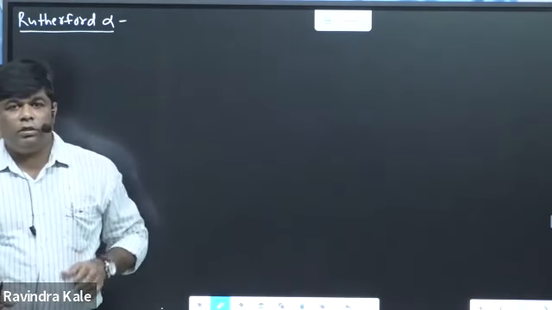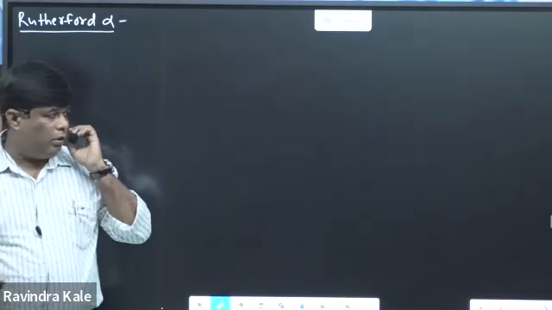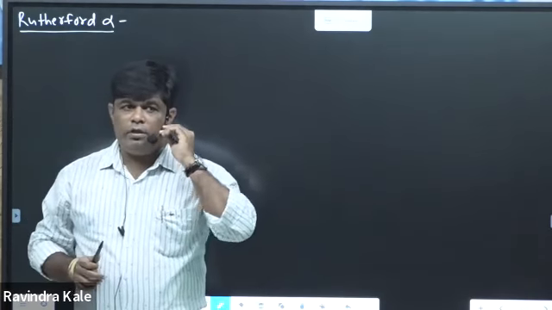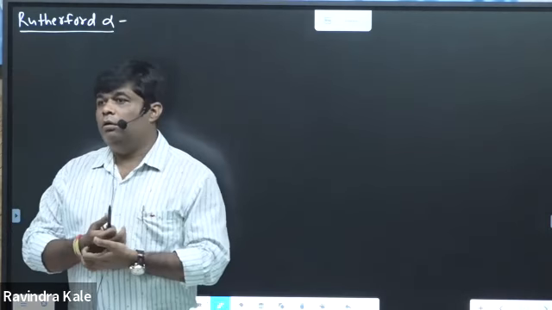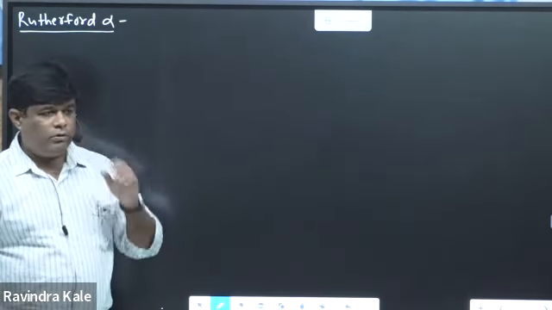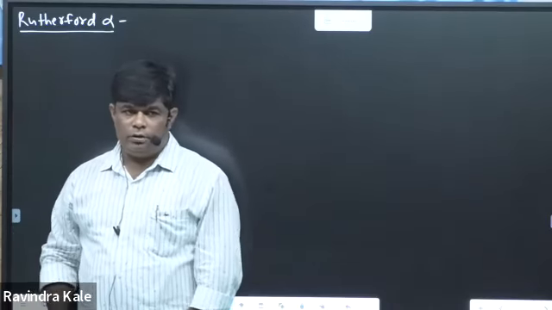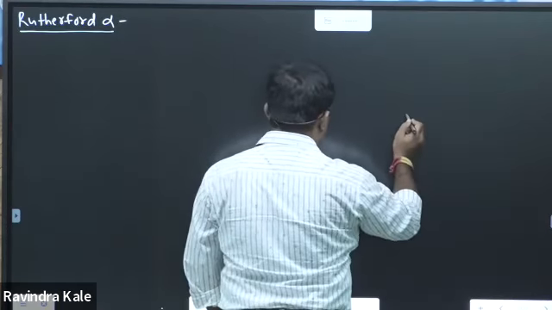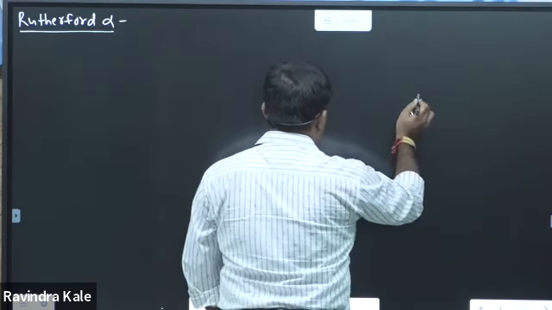Thomson atomic model was explained, and after that, the Rutherford alpha scattering experiment. So in the Rutherford alpha scattering experiment, what is the important conclusion? Most of the alpha particles pass through the gold foil without any deflection. What is the meaning of this?